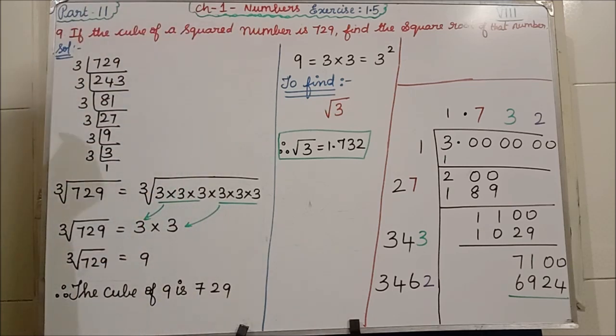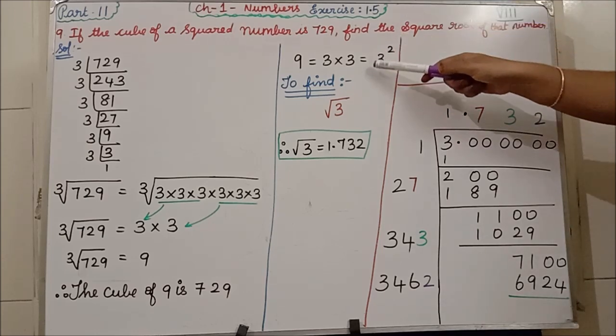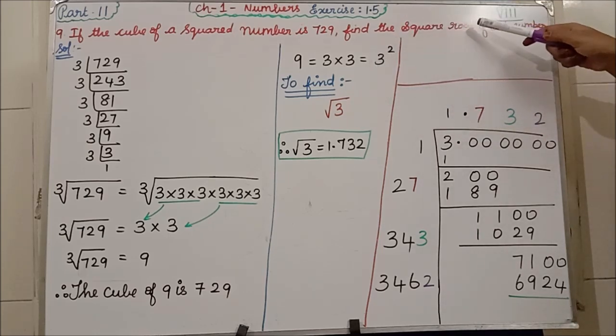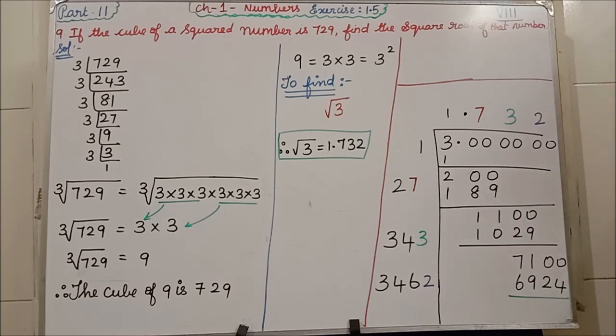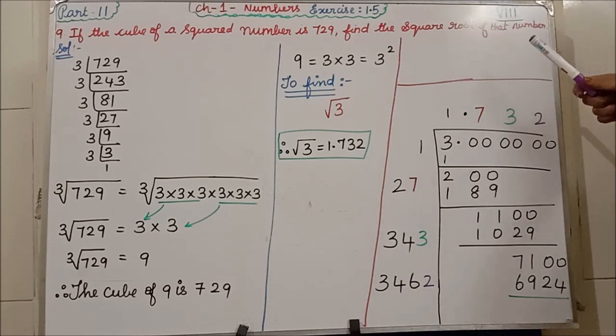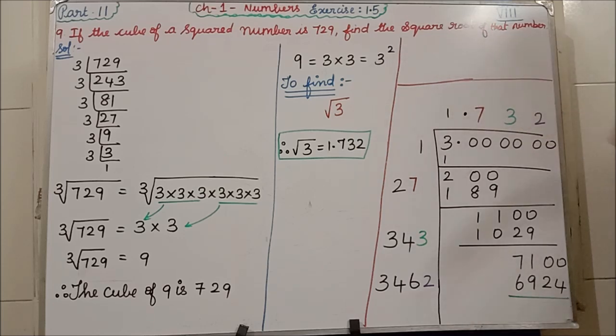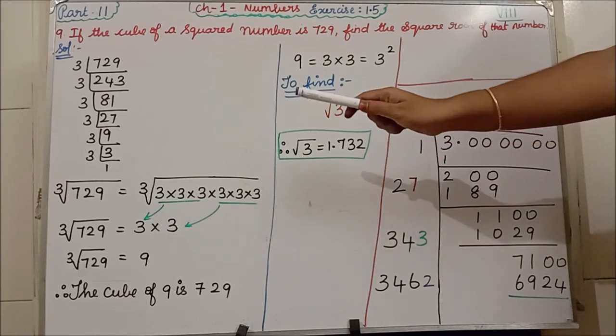Now this 9 they are saying is a squared number. Okay, now how can we write 9? 3 into 3 we can write, isn't it? 3 into 3 is nothing but 3 square we can write. For this squared number we have to find the square root, clear? Read the question one more time: find the square root of that number. What number? Squared number. Now what is the squared number we have got? 3 square.